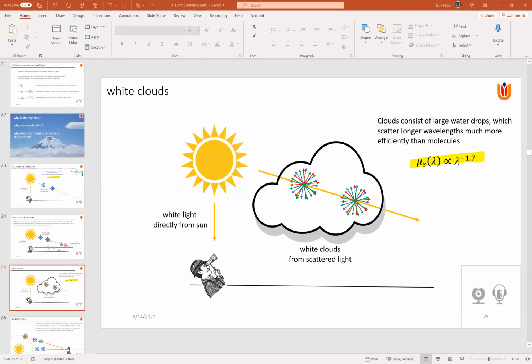There was one slide for the clouds. So water molecules, like you said, or water particles, they tend to scatter light much more efficiently. So here the scattering coefficient would scale with the wavelength lambda to the power of, let's say, -2 instead of -4. So that is a much more gradual decrease. So they would just appear more whitish.